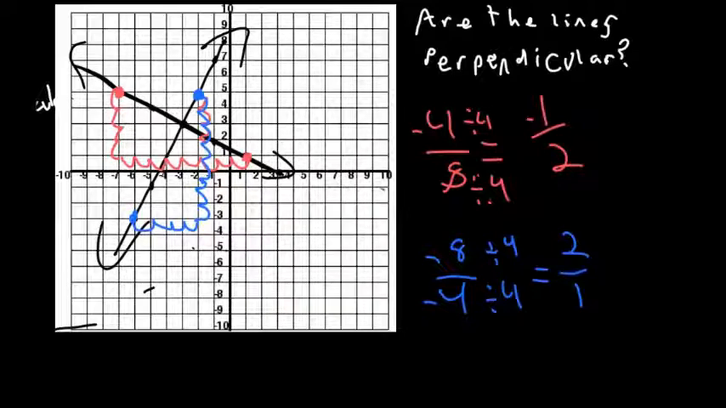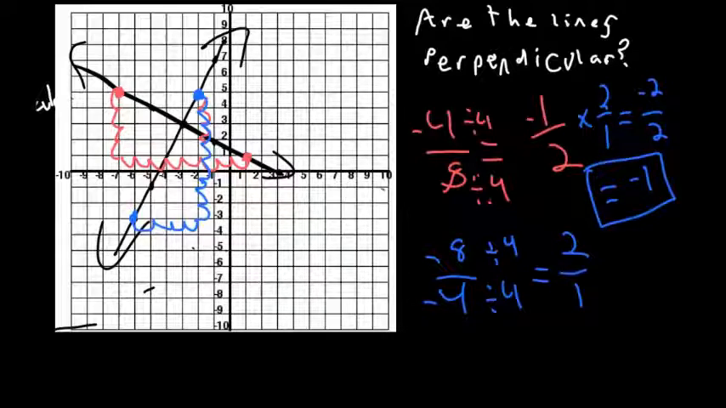So in order for these to be perpendicular, we have to find the product of these two numbers. So we're going to do negative 1/2 times 2 over 1. So negative 1 times 2 is negative 2. 2 times 1 is 2. So I get negative 2 over 2, which equals negative 1, our product of the two slopes. So are they perpendicular? Yes, because they have a product of negative 1.